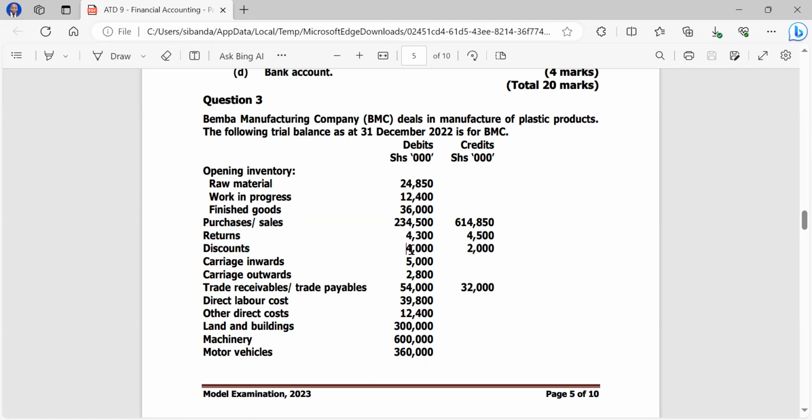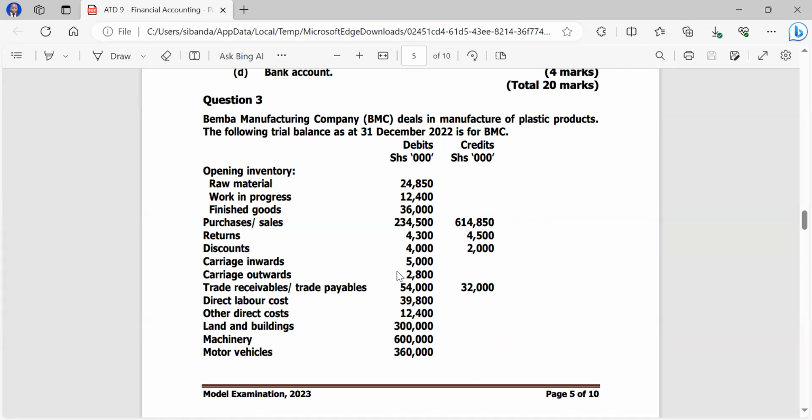And then very similar to that is the discounts. So discounts, they're telling us that we have 4,000 and then 2,000. Again, the examiner is here also testing your understanding of discounts and their accounting entries. Discounts received is an income. So I would expect that this 2,000 is the discount received because incomes have a normal credit balance. Well, the 4,000 is the discount expense, which is a discount allowed. When we allow our customers a discount, there is a discount allowed. When we receive discounts from our suppliers, that's a discount received.